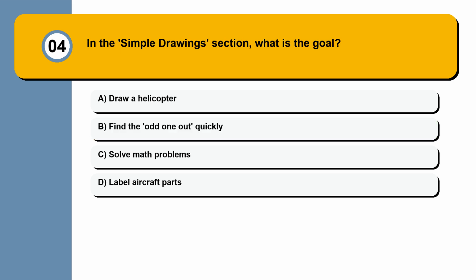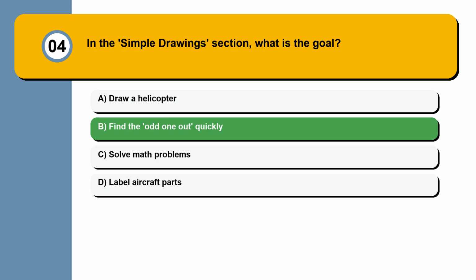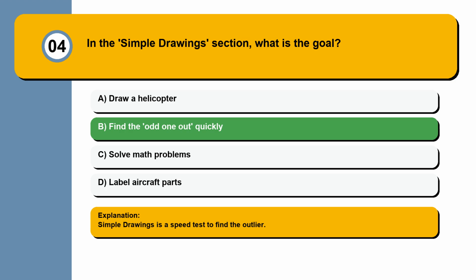Question 4. In the simple drawings section, what is the goal? Draw a helicopter, find the odd one out quickly, solve math problems, label aircraft parts. Simple drawings is a speed test to find the outlier.